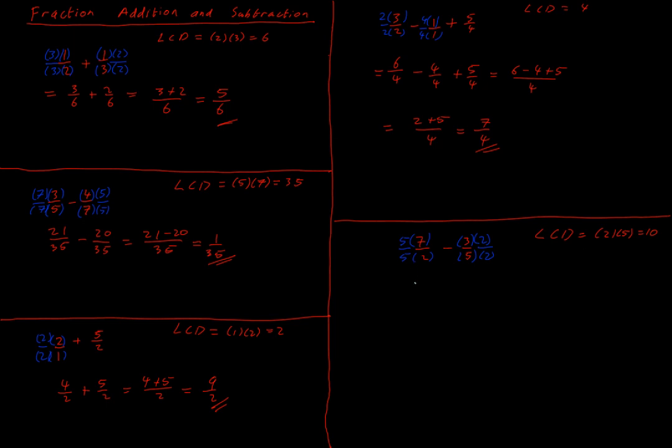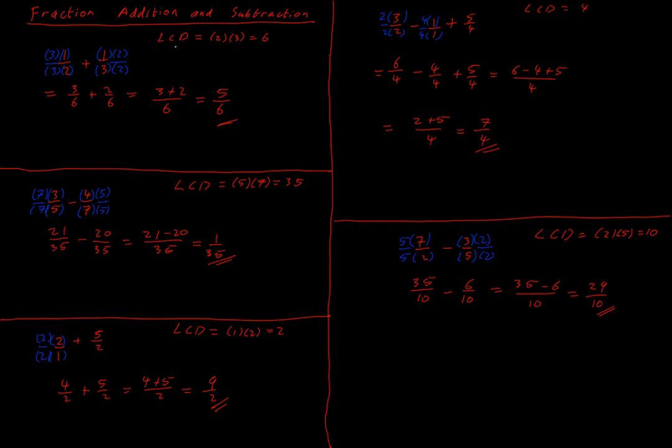So I end up with 35 all over 10 minus 6 all over 10, which is equal to 35 minus 6 all over 10, which is equal to 29 all over 10. And that's the job done.